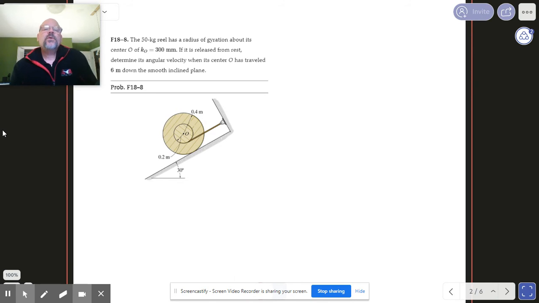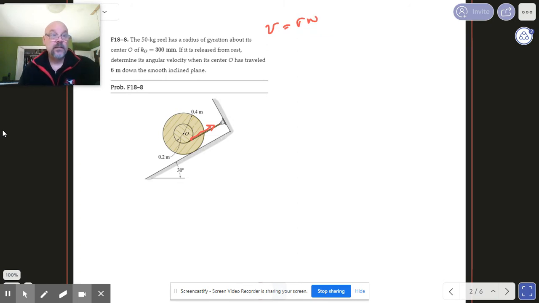All right, what's peculiar about this question, though, is you see where the rope is attached. We're going to have some tension here working backwards on it, okay? Now, it says it's a smooth inclined plane, so this thing could slip on us. We don't know.